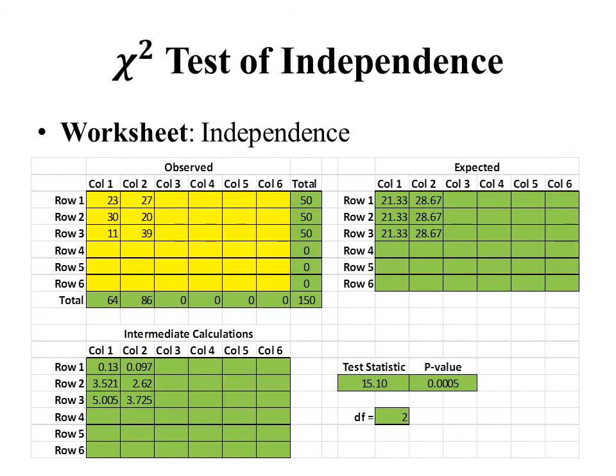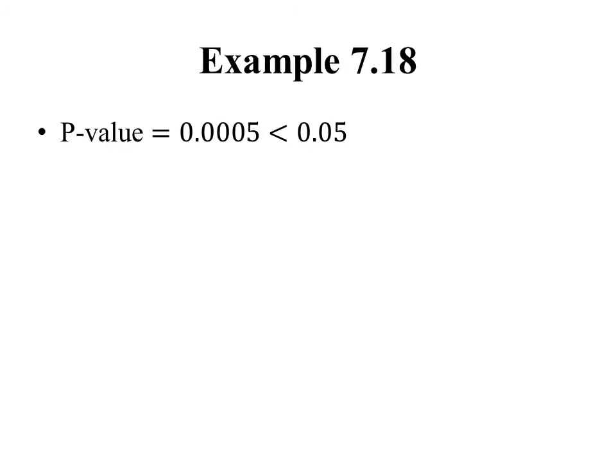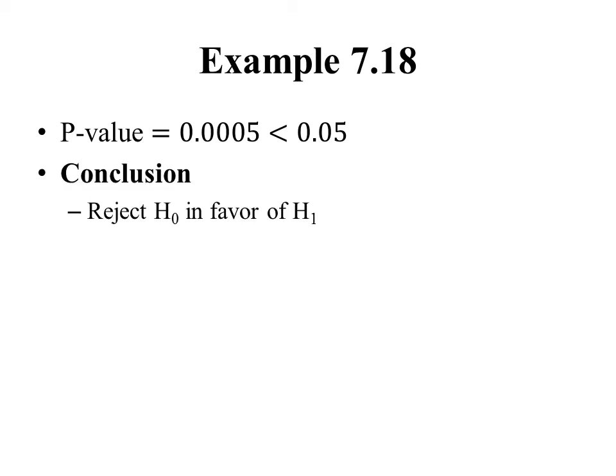Again, we'll go to our worksheet for independence. We'll enter our contingency table here, just as it was shown a couple of slides ago. It calculates the expected frequencies and the intermediates. Here's our test statistic. In this case we have 2 degrees of freedom, and then here's our p-value. We interpret that p-value just like the previous example. It's much less than 0.05, and so our conclusion is to reject the null hypothesis.